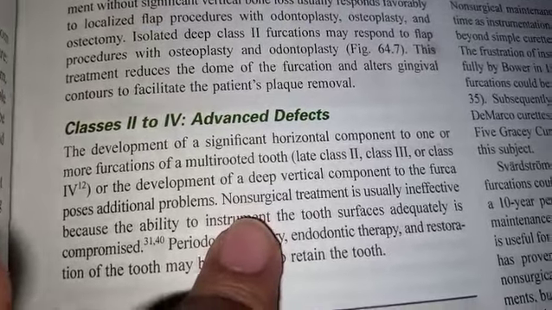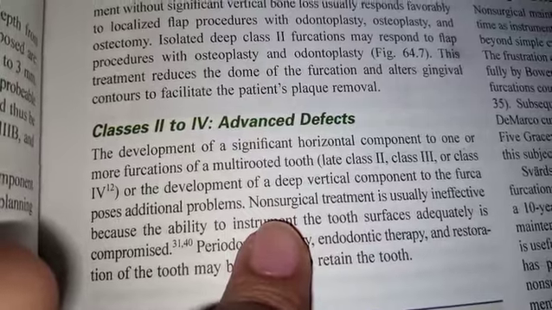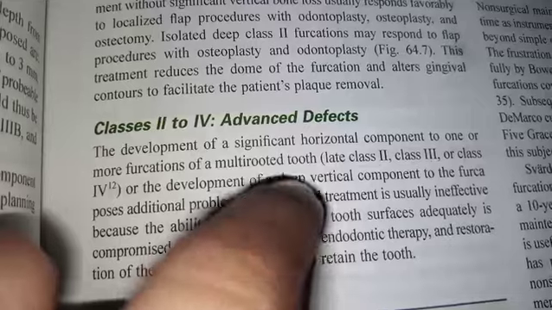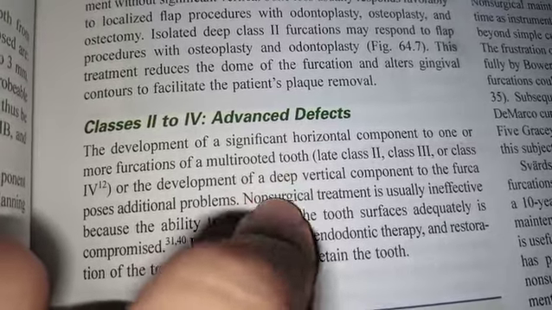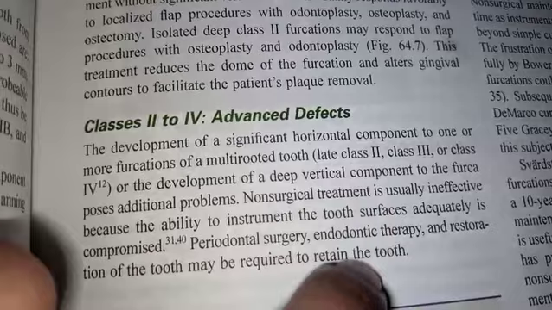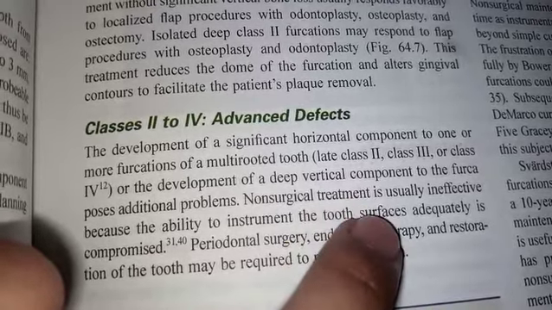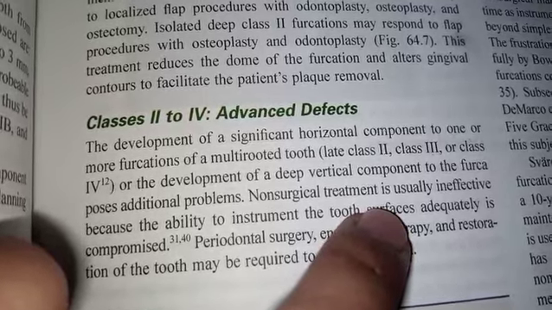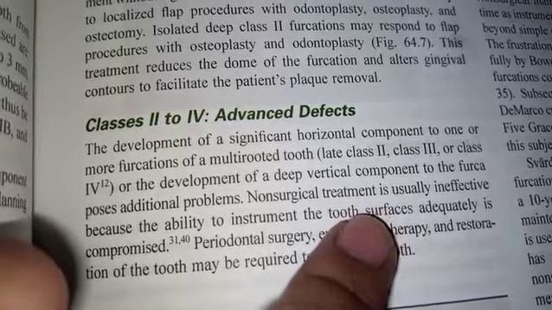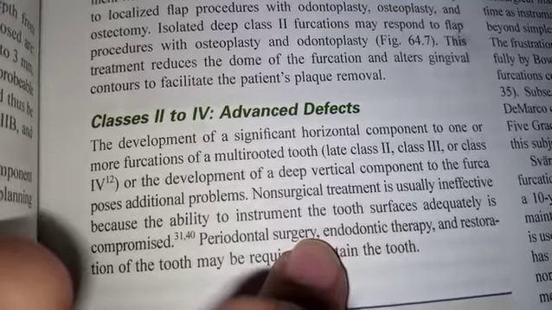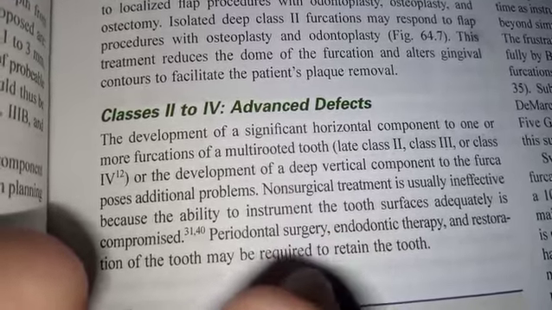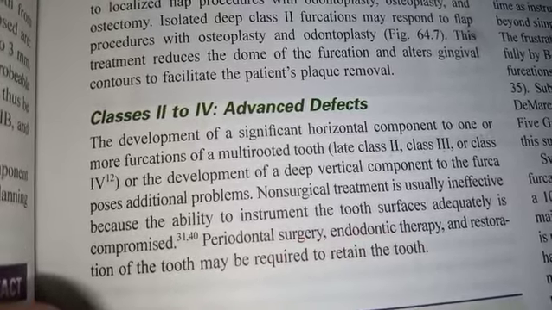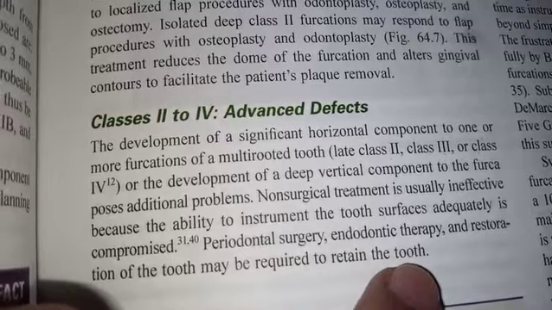In classes 2 to 4, advanced defects, when there is a horizontal component to one or more furcations of multi-rooted teeth and development of a vertical component as well, non-surgical treatment is usually ineffective. Means then the scaling, root planing, or hygiene become ineffective. Now you have to treat it with surgery. So then periodontal surgery, endodontic surgery, and restoration of the tooth may be required to retain the tooth.